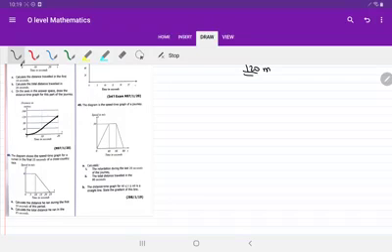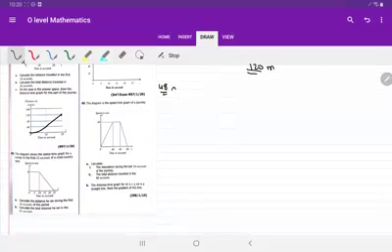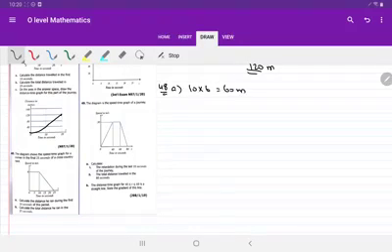Then question number 48 states that the diagram shows the speed time graph for a runner in the final 25 seconds of a cross country race. Calculate the distance he ran during the first 10 seconds. So to find the distance during the first 10 seconds is 10 into 6, that is 60 meters.